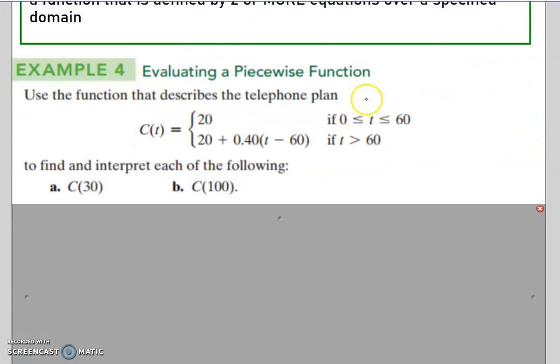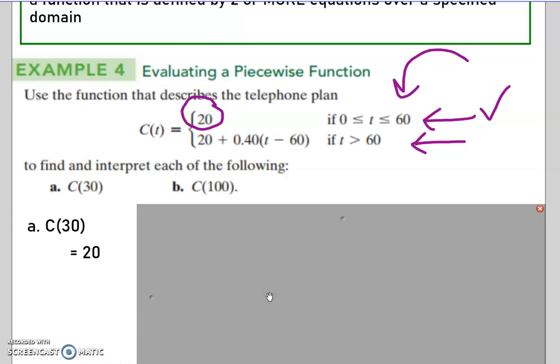So notice here's that same equation, and now I want to evaluate c of 30. Notice instead of f of x, it's just c of t, no big deal. Okay, and how do we figure out, because there's two equations here, right? There's 20 and then 20 plus 0.4 times t minus 60. How do I know which one to plug this 30 into? And how do I know which one to use for the 100? We follow the domain. So as soon as I see what number I need to evaluate at, I go right to my domain and ask myself, is 30 between 0 and 60, or is 30 greater than 60? It's this first one, right?